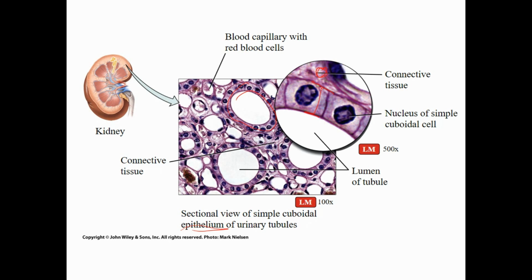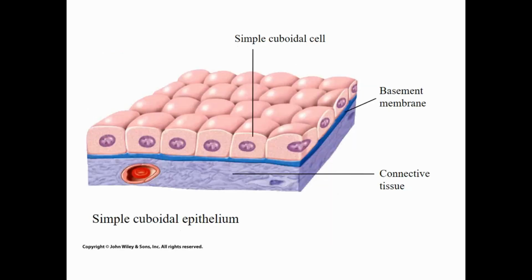So this is a single layer of cube-shaped cells. So that is simple cuboidal. And then here is the artistic version. One layer. They are about the same width as they are tall. So that is simple cuboidal epithelial tissue.